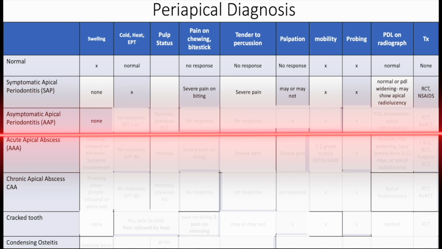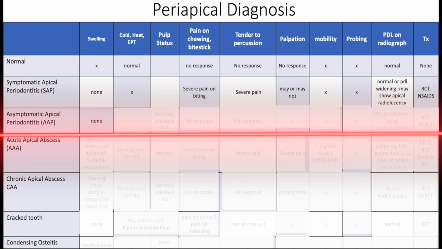So there will be no swelling in asymptomatic apical periodontitis. As I said, if you see swelling, that means you're going towards apical abscess or chronic apical abscess. Next is the cold or heat test. You will not see much response because of the periradicular condition.